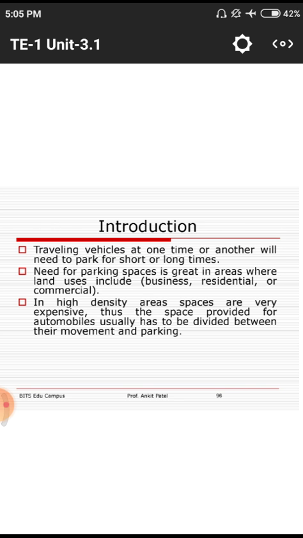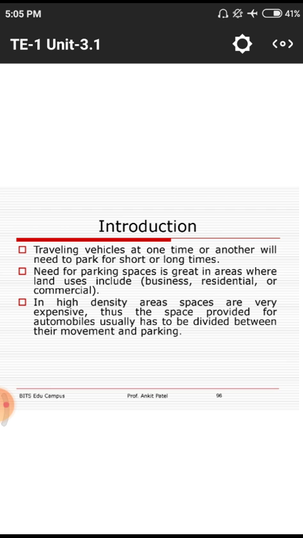A need for parking spaces is great in areas where land uses include business, residential or commercial. Business means normally we have different business areas like cloth markets and other things, Reliance and D-Marts. Likewise, we have different business places.